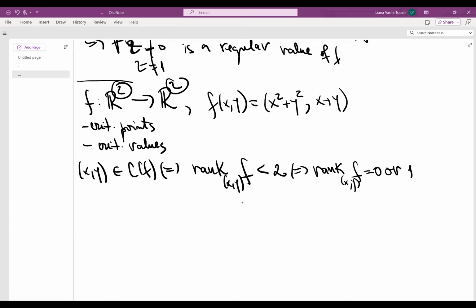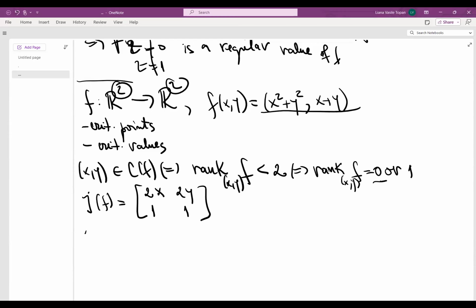Okay. Now, what is the rank of a function? It's the rank of the Jacobi matrix. So if we write down the Jacobi matrix for f, this is our function, the derivative with respect to x, with respect to y, with respect to x, with respect to y. So it's something like this. You see, the rank of this matrix is never 0 because you have non-zero entries. This is a non-zero entry, for instance.